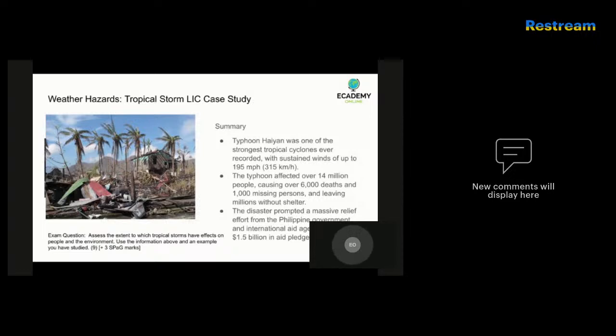You can also talk about effects on the environment, so storm flooding large areas of the coastline, damaging the coastal and river defences. You could talk about coastal habitats being disrupted or destroyed. You could talk about the removal of forests in the area. You could talk about sewage leak or pollution. So all those things would be valid things to mention in your answer.